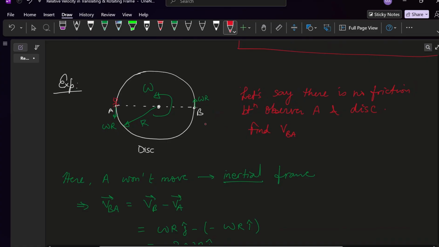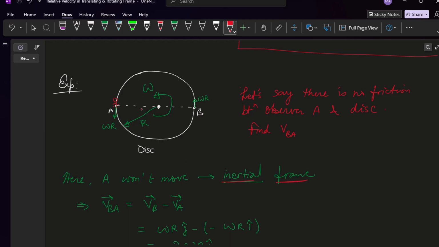So this example is saying that here is a disk which is rotating in anti-clockwise sense with angular velocity omega, radius r. Now there is one observer over here, right? Let's say there is no friction between observer A and disk. Yes, there is no friction. It means observer will be stationary, right? Because the disk will be slipping over the observer. So we can say that here A is not going to move.